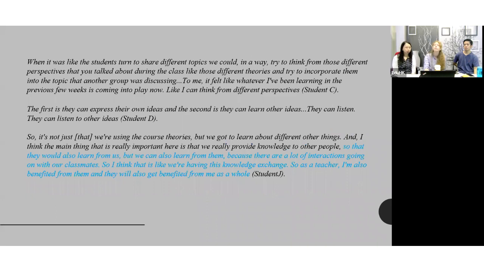Here are some of the quotes from the students, and I just want to highlight the last one, student J, who mentioned that they would also learn from us, meaning the other students or the lecturers, but we can also learn from them. Again, it emphasizes that learning is flowing from many directions. Instead of the spoon-feeding mode of the past, where students sit there waiting for the lecturer or the teacher to feed them the knowledge. And that's all my part.